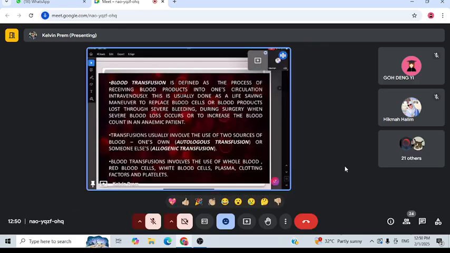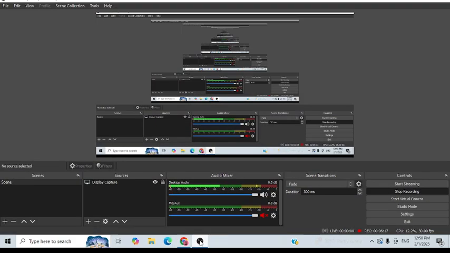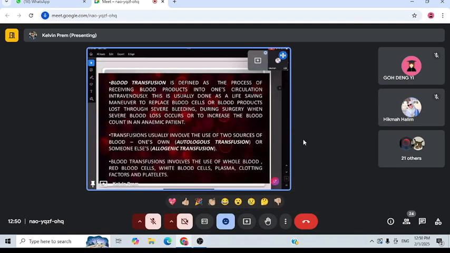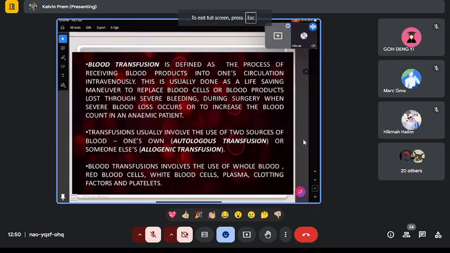If you look at the second line, transfusion usually involves the use of two sources of blood, one's own or someone else's blood. If you're taking your own blood for your own use, it's called an autologous transfusion. If you're transfusing someone else's blood, it's called allogenic transfusion. Most of our transfusions in the hospital setting are allogenic. Anyone has heard about autologous transfusion?